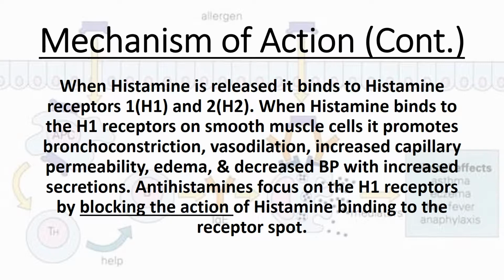When histamine binds to the H1 receptors on smooth muscle cells, it promotes bronchoconstriction, vasodilation, increased capillary permeability, edema, and decreased blood pressure, with increased secretions. Antihistamines focus on the H1 receptors by blocking the action of histamine binding to the receptor's site.